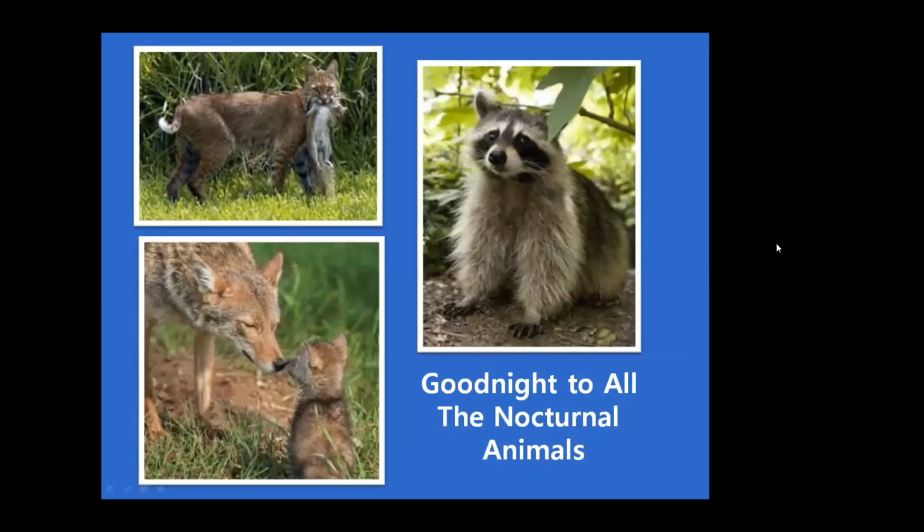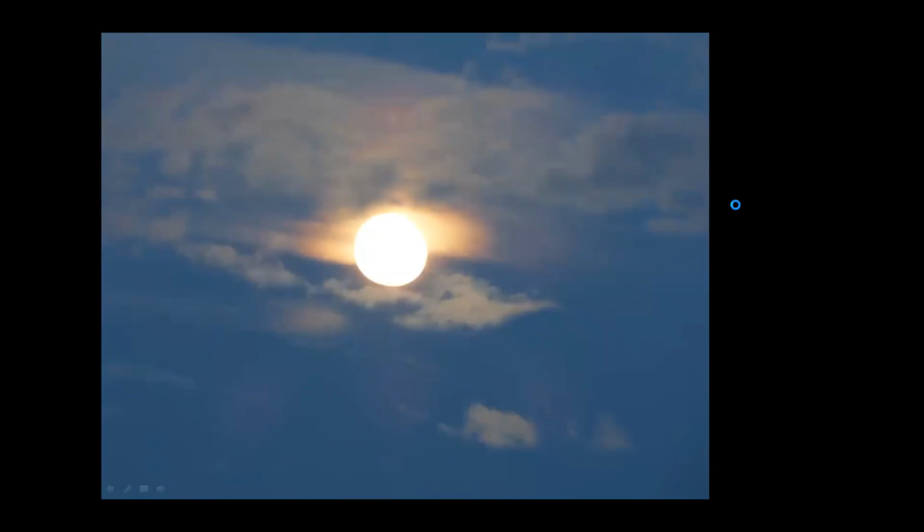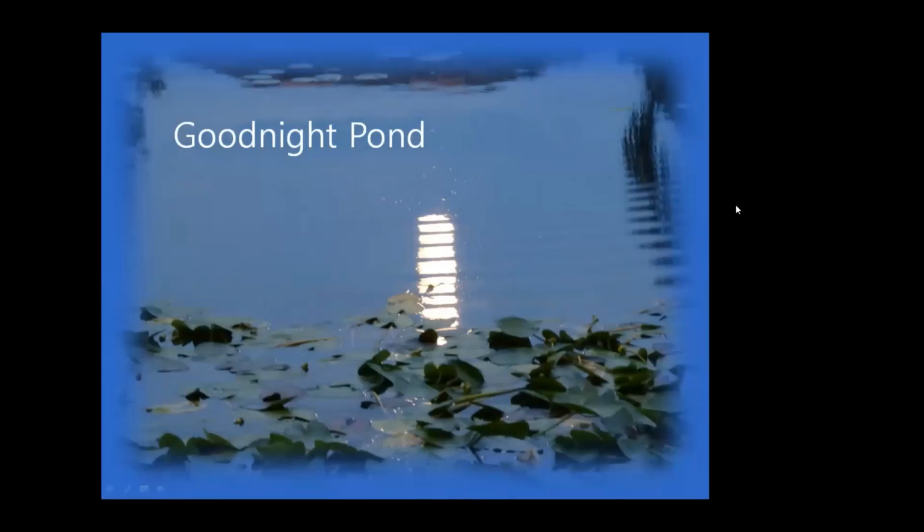And so now I think we're winding up. So all the nocturnal animals coming around the pond, taking their share of the food. The bobcat, the coyote, and that little raccoon. So we say good night, good night, and good night to all the baby nocturnal animals. Someday I'll tell you the story of Sophie and the skunk. And here goes the moon. Good night, moon. Good night, pond.